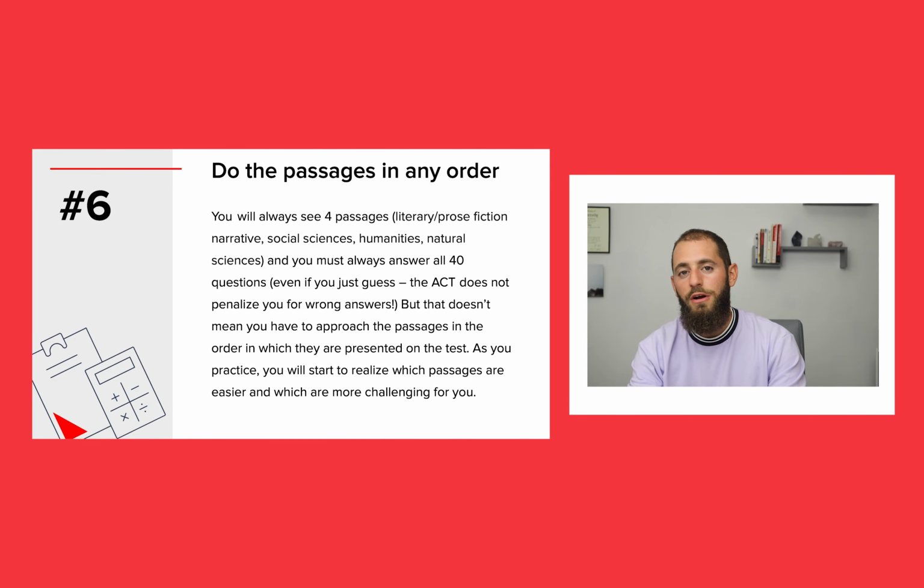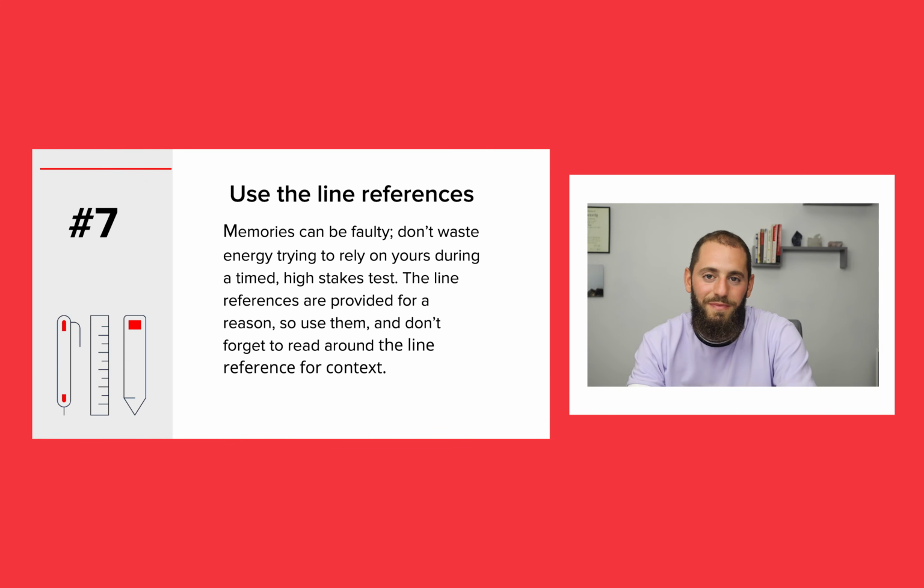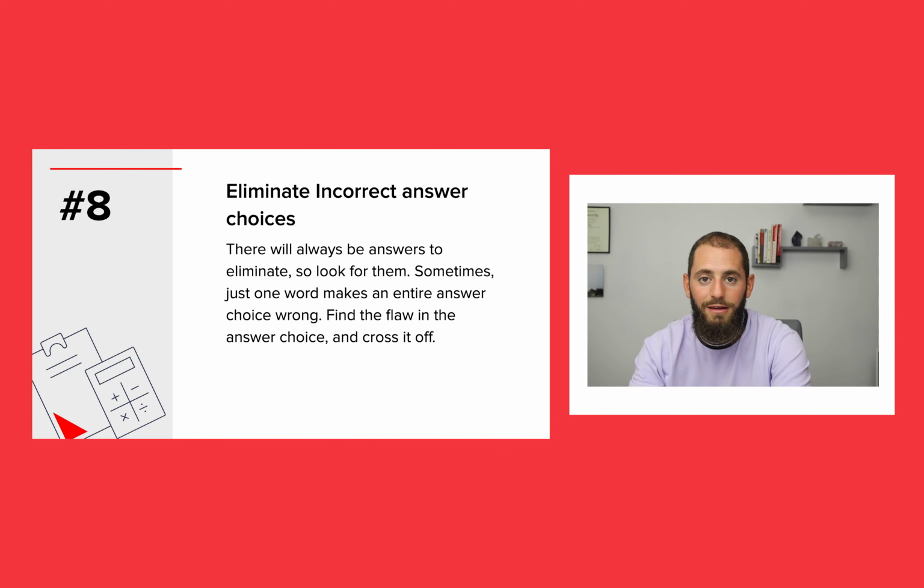Do the passages in any order. If you don't want to do prose first, do science first. Figure out which ones you like, do the ones you like first, get the questions right. I hate science, but if you're a science type, do that one first, and it's up to you, okay? Use line references. This is absolutely key: if there's a line reference, you turn back. You always turn back. Don't memorize things, turn back.